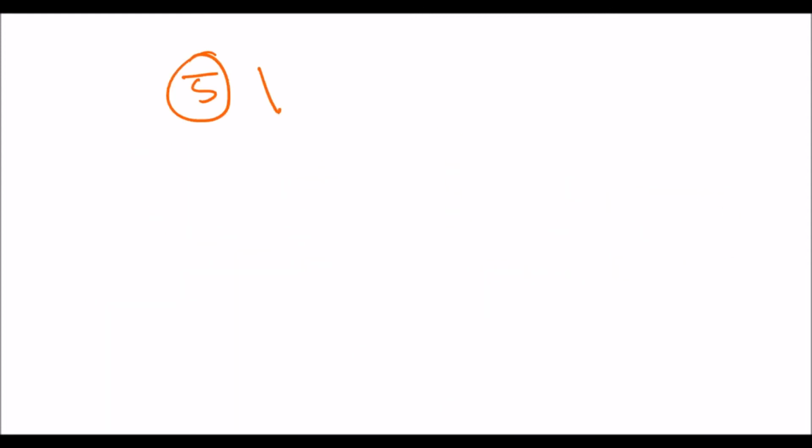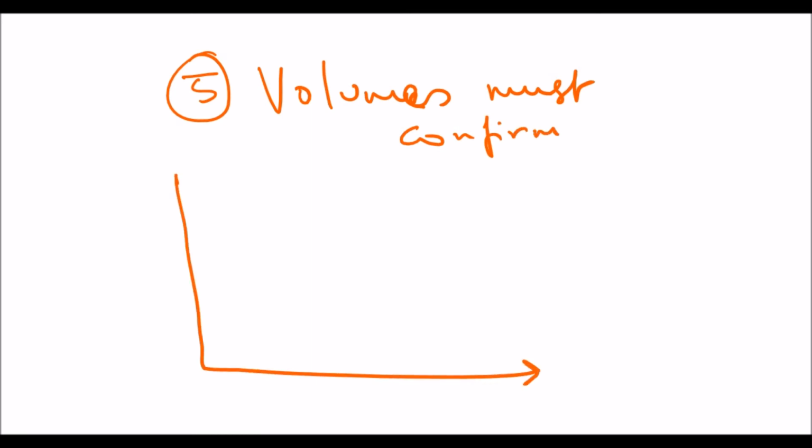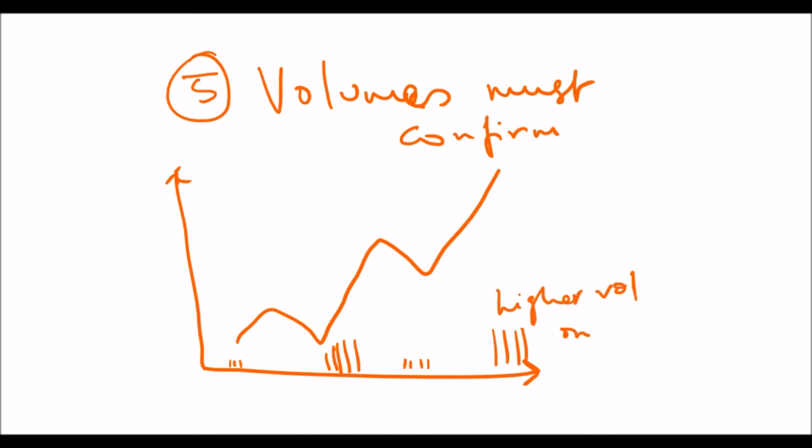The fifth tenet is that volumes must confirm the trend. This simply states that if the trend is up, it should be backed by high volumes in the same direction. If the prices move down in a bull run, then the volume should be lower in that direction. And the same with the bear run. If it's a bear run, the volume should be high when prices fall and low when prices rise. So when prices rise, it's a correction of the bear run.